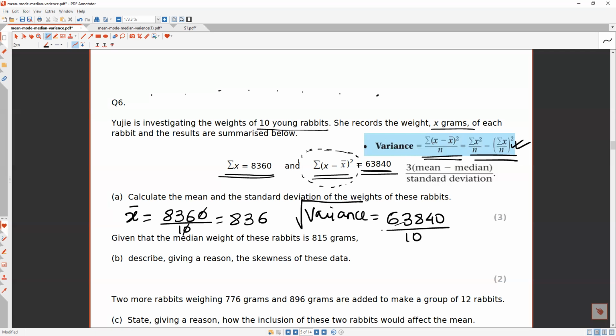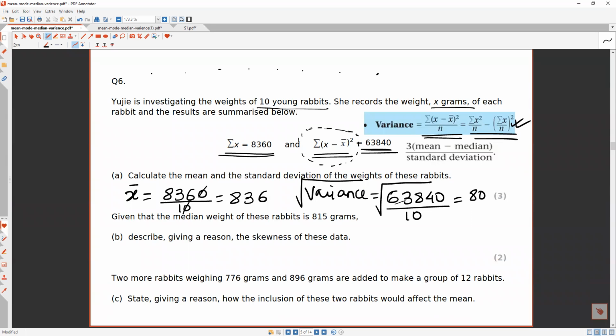Root of this is standard deviation, right? So how much are you guys getting in the calculator? Standard deviation 80. 80 is the answer. Now after that they got a bit trickier. So A part is over, let's do the B part.